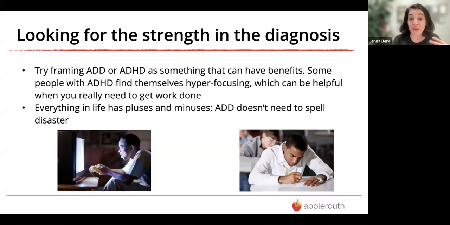If you find yourself hyper-focusing on something, that can be really helpful if you really need to get work done and you're able to just sit there and be like, all right, here's my deadline, I'm doing it. That can be a superpower, right? Everything in life has pluses and minuses. ADD is not a disaster. You just need to know how your brain works and how you can work around it.